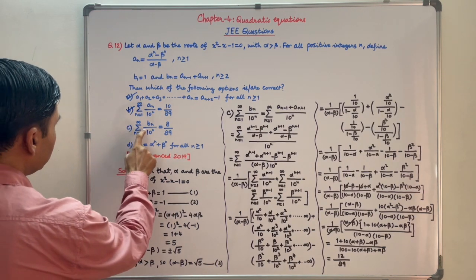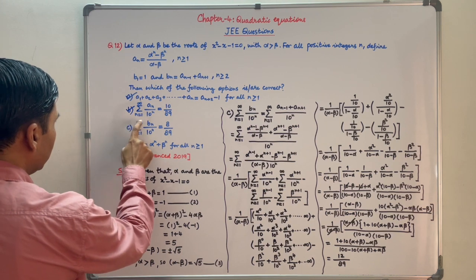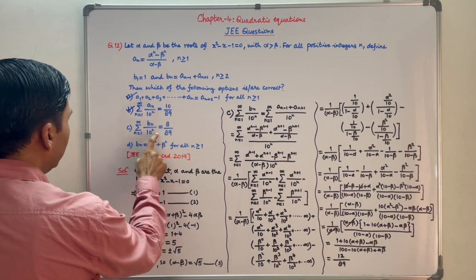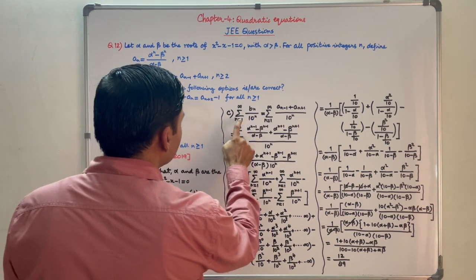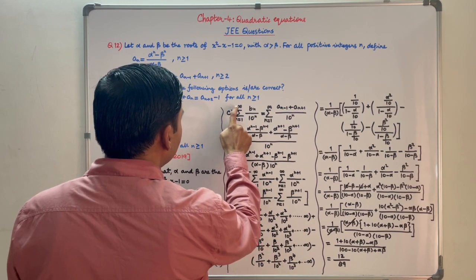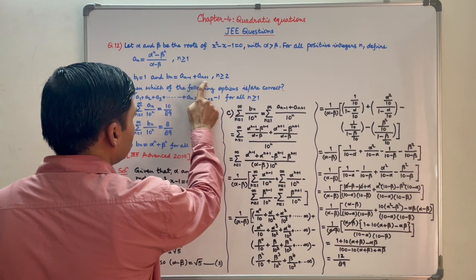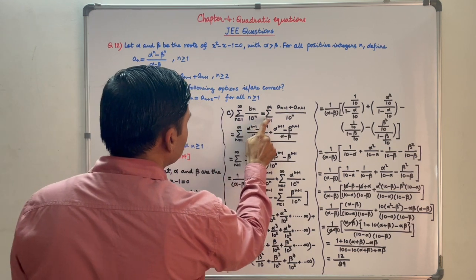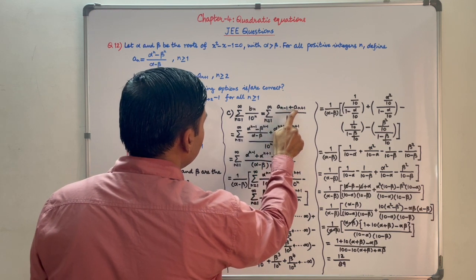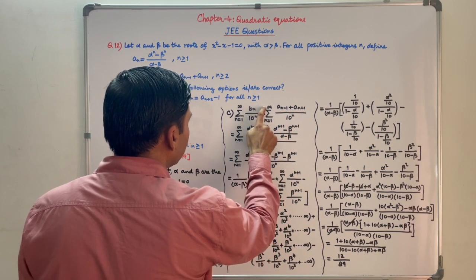Statement C, summation of Bn upon 10 to power n from n is equal to 1 to infinity is equal to 8 by 89. Left hand side is summation of Bn upon 10 to power n from n is equal to 1 to infinity. Given Bn is equal to an minus 1 plus an plus 1. So this is equal to summation of an minus 1 plus an plus 1 upon 10 to power n from n is equal to 1 to infinity.